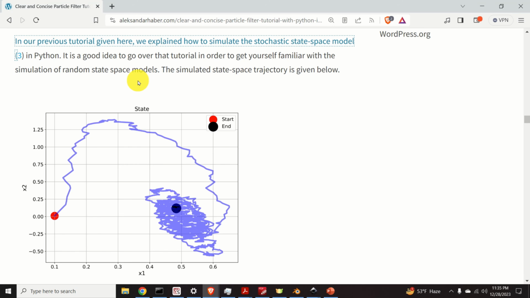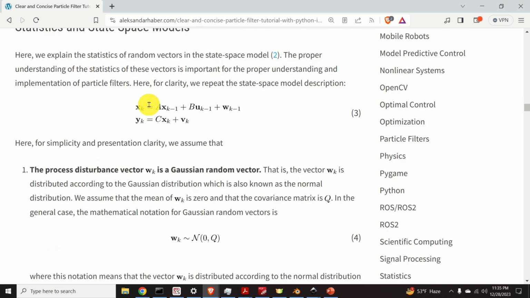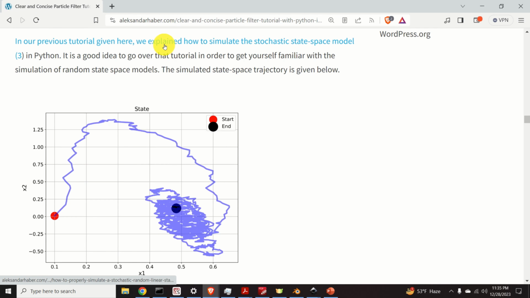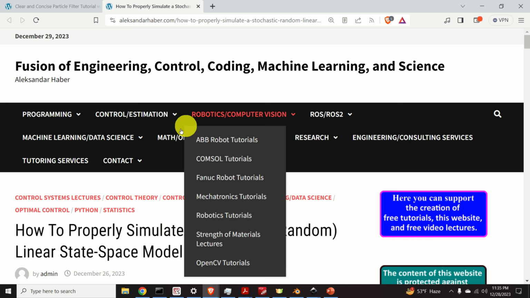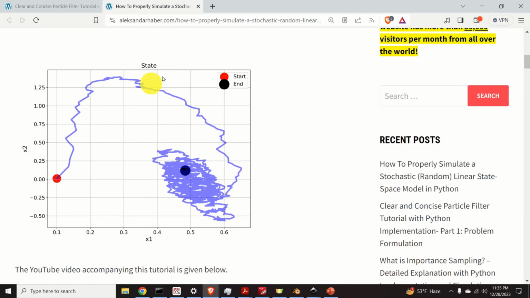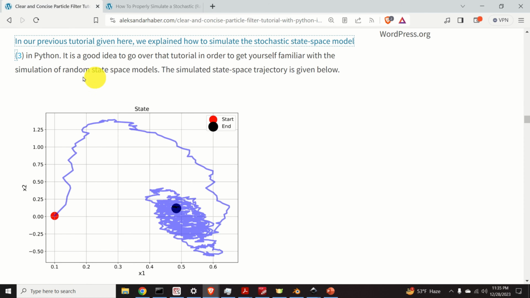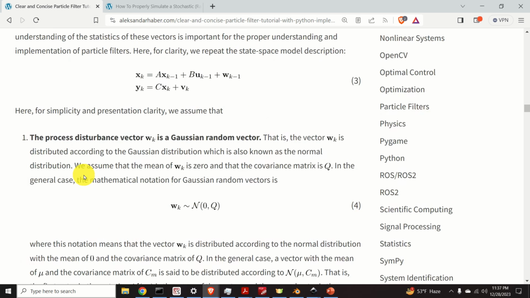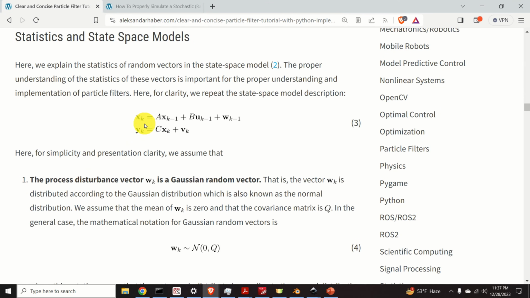In our previous tutorial, we explained how to simulate the stochastic state space models, such as the one that we are dealing with in our video tutorial. A link to that tutorial is given over here. And I will provide a link to this tutorial in the description below this video tutorial. By using the simulation principle explained in this video tutorial, we can obtain this important graph. This graph shows a state space trajectory of a second-order stochastic linear state space model. That is, the state dimension in this state space model is equal to 2.